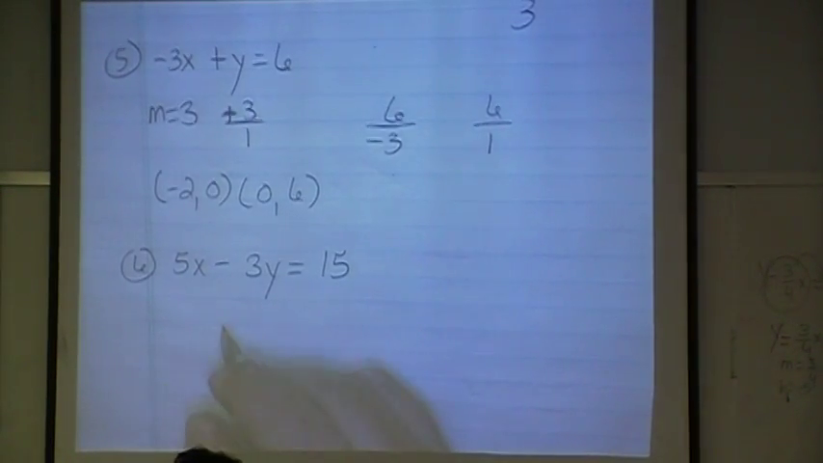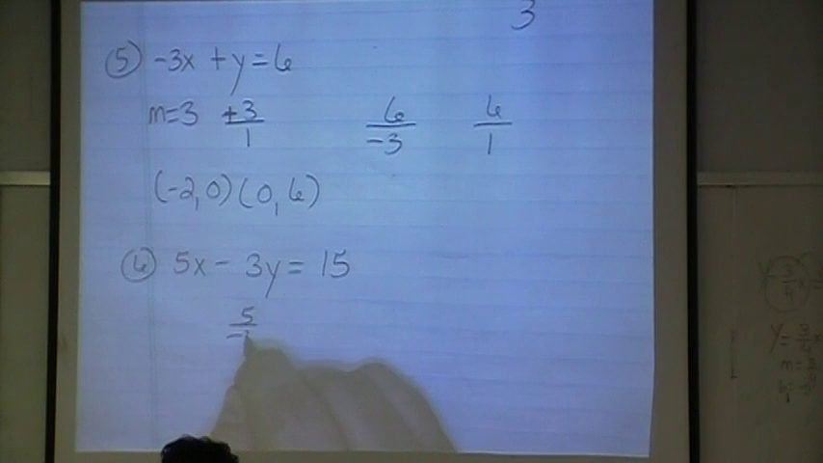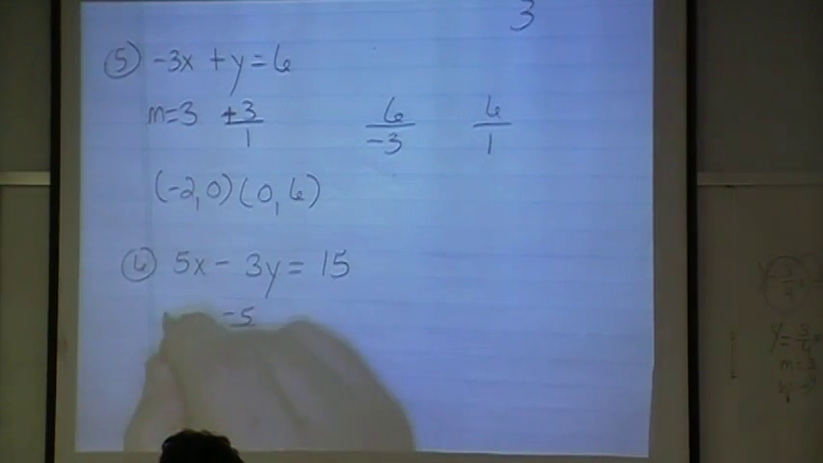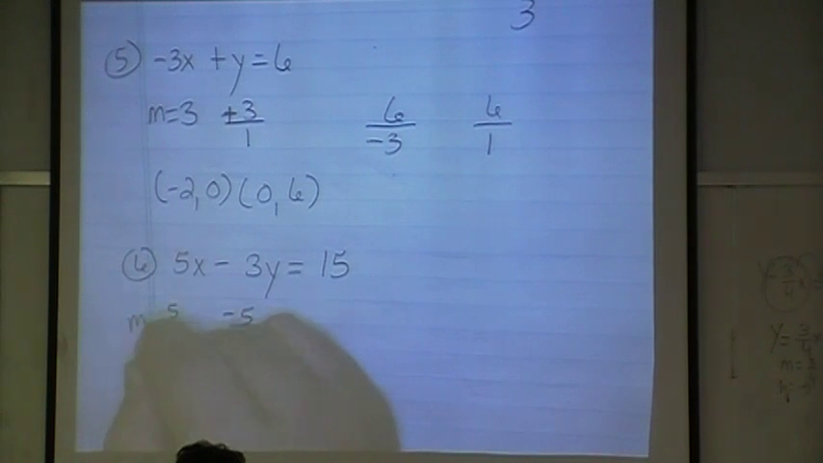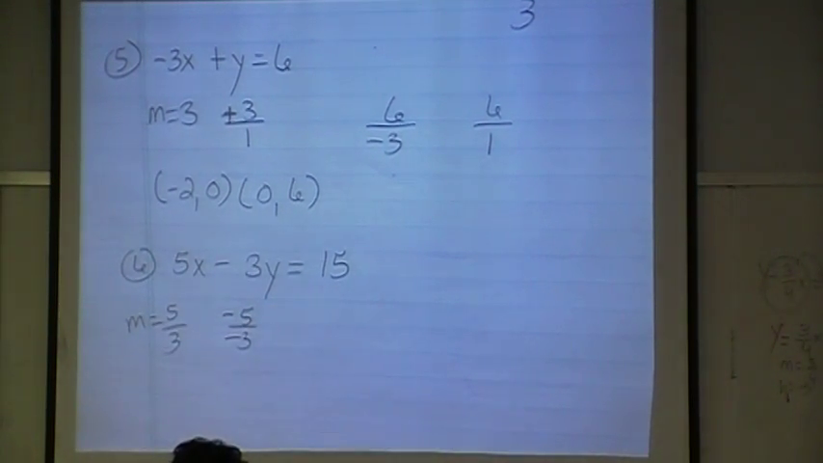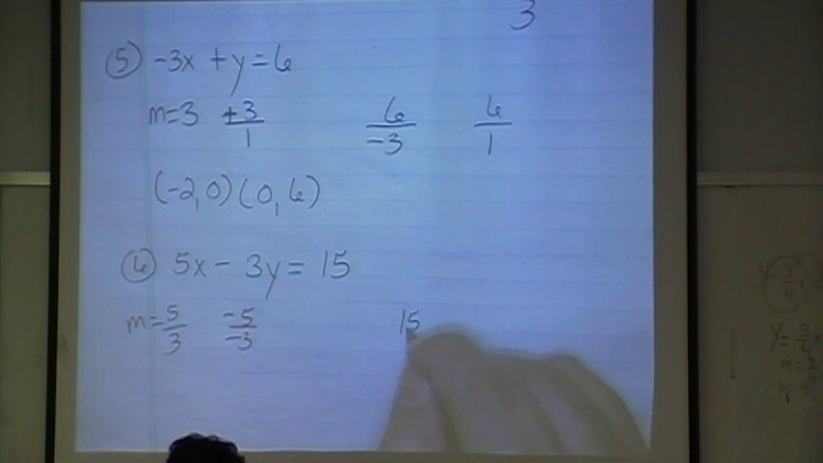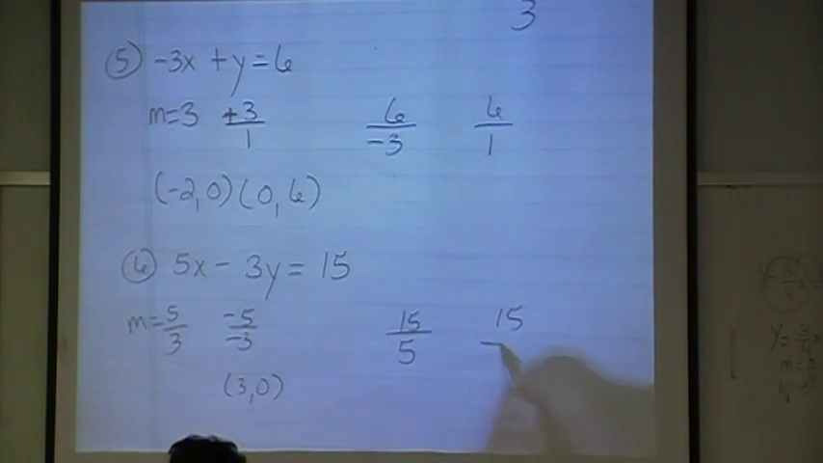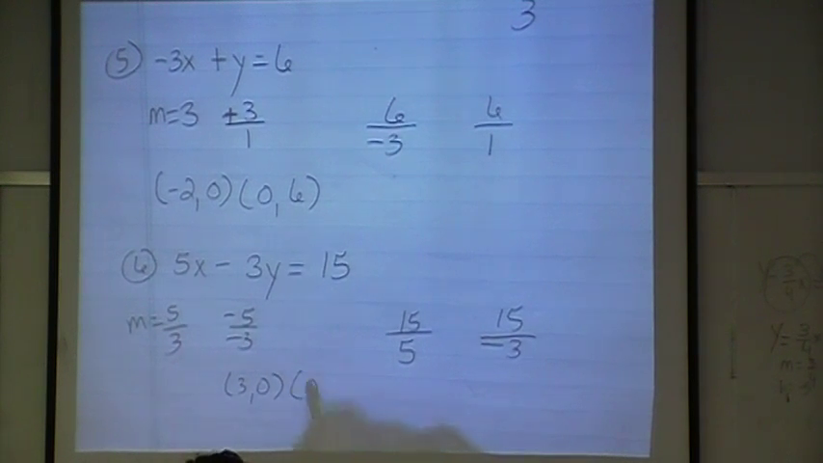Number 6, slope. X on top, y on bottom. Change the sign of x. Fix that, make it look better. It's positive. M equals 5/3. X-intercept: number in front of x, underneath the last number. Y-intercept: number in front of y, underneath the last number.